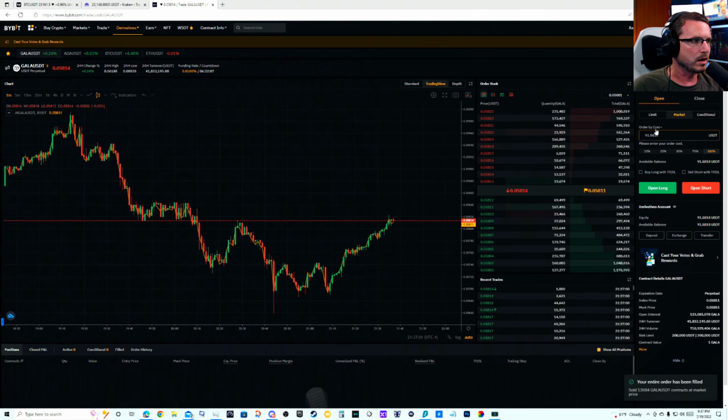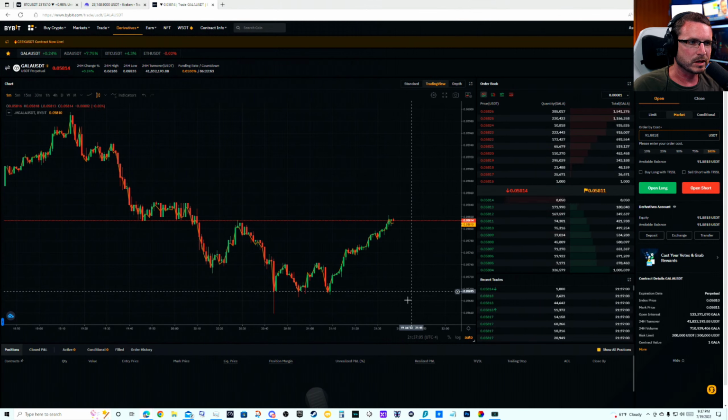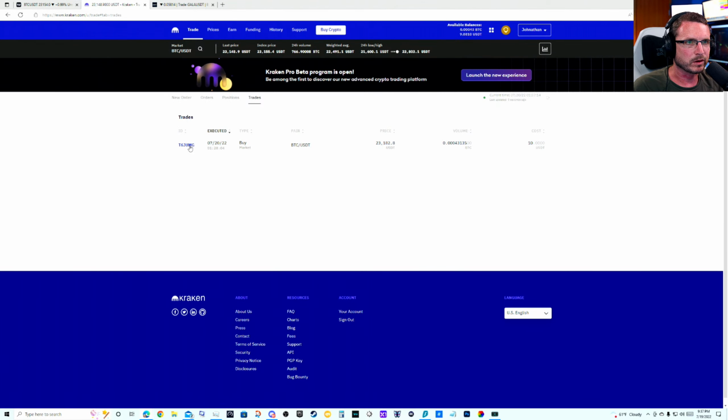Fairly simple. Enter in your cost. And if you want to open a short, in other words, you think it's going to go down, you open your short. Let's see. I don't know if I can figure this out or not.